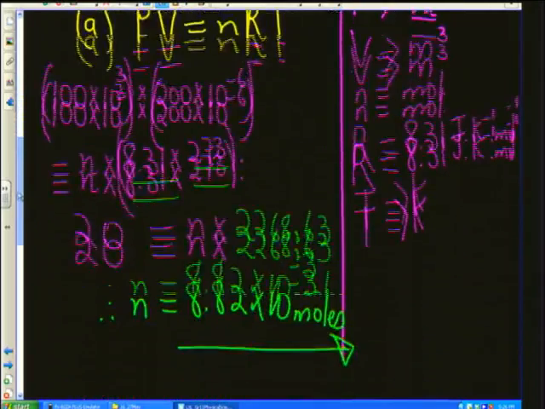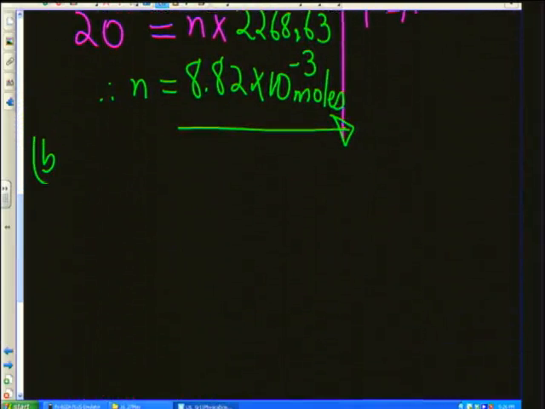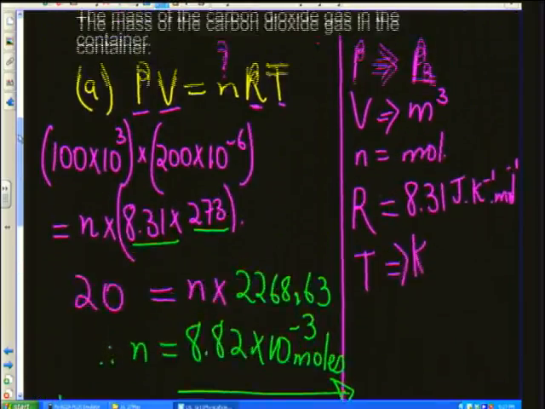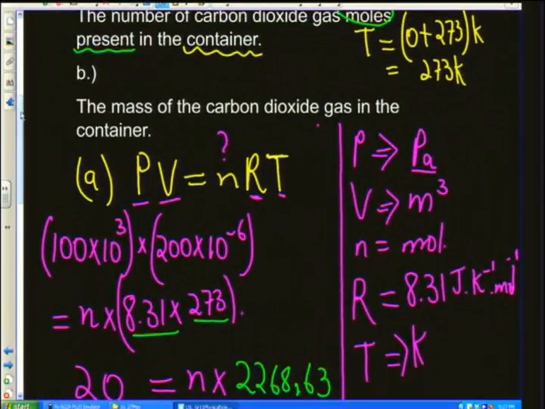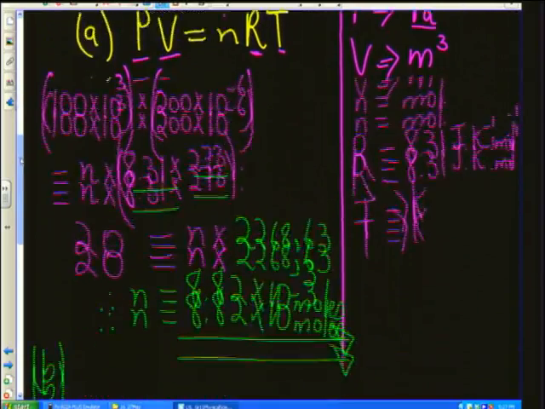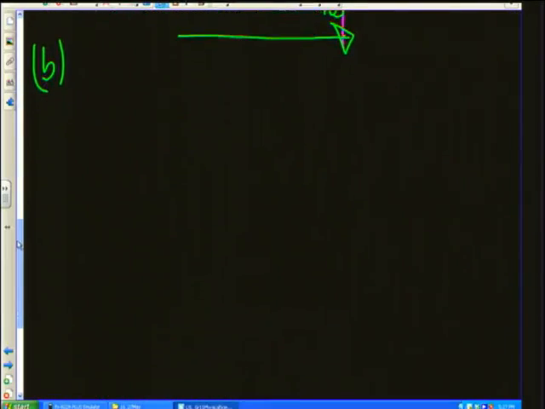Let's come to number B and see what number B wants us to do. Number B says, calculate the mass of the carbon dioxide gas in the container. For me to get the mass, what am I going to do? I have the number of moles of the gas now from the gas equation. I need to move to the mass.